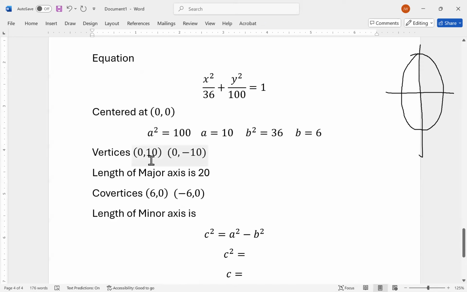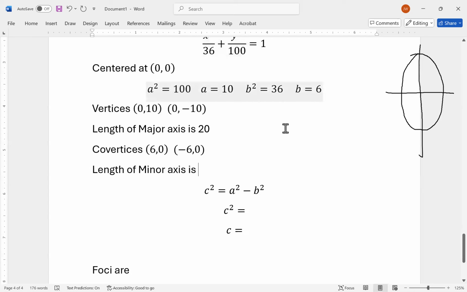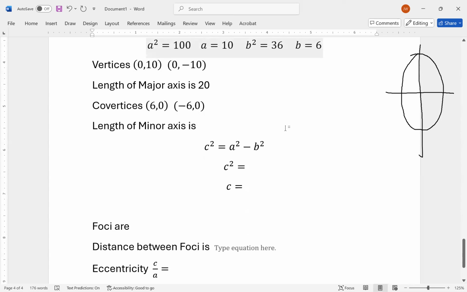By the way, one interesting thing is vertices happen when this equation is true. If I plug in 10 for y, y squared gives me 100. 100 over 100 is equal to 1. And then the x squared becomes 0 squared. So the x term goes away when I plug in 0. And then I get 10 squared over 100 is equal to 1. Same thing with the co-vertices, but the y squared term goes away in that case. 6 squared over 36 is equal to 1. Length of minor axis, it already said it's 12, but I might as well write it down as well.